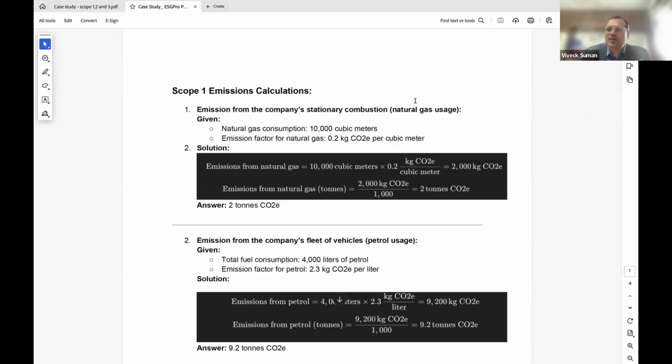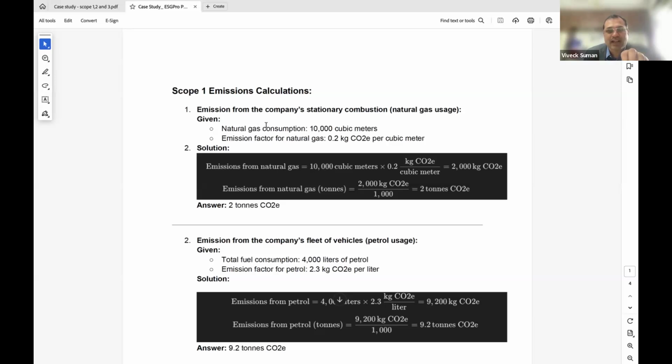If I have to do it, I will do a rough calculation behind and then I will bring that into the main sheet. So I will start with question number 1, which is asking for emission from the company's stationary combustion. Now they have already given us a natural gas consumption of 10,000 cubic meters. There is an emission factor which is available. If it is not, what is the solution? Everyone, quick. Where will I find this?